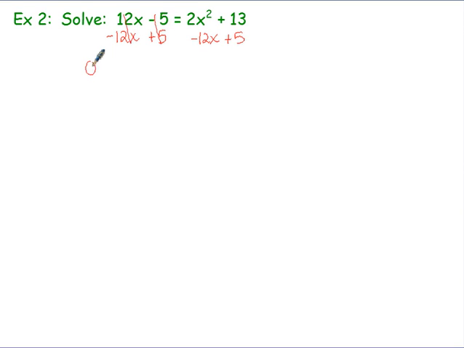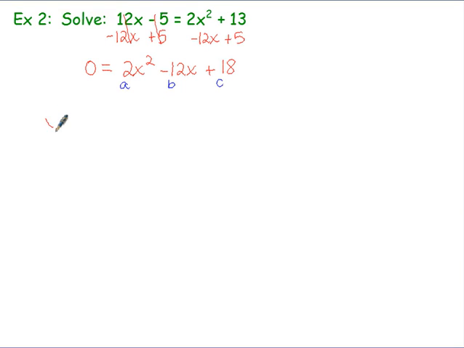We have our 0. What is like terms here? Well, these 2 are, because they are both whole numbers. So we have 2x squared, then the minus 12x, then 13 plus 5 is positive 18. Now you're ready to plug into the formula. A is 2, B is -12, C is positive 18.